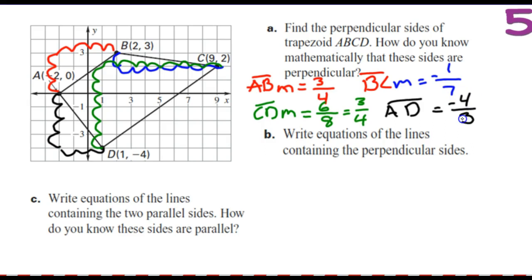So we need to figure out which of these are perpendicular. Well, the opposite reciprocal is perpendicular. So it looks to me like 3/4 and 3/4 are the same, so those are parallel. But negative 4 over 3 is the opposite reciprocal of AB and CD. So AB is perpendicular to AD, and AD is perpendicular to CD.